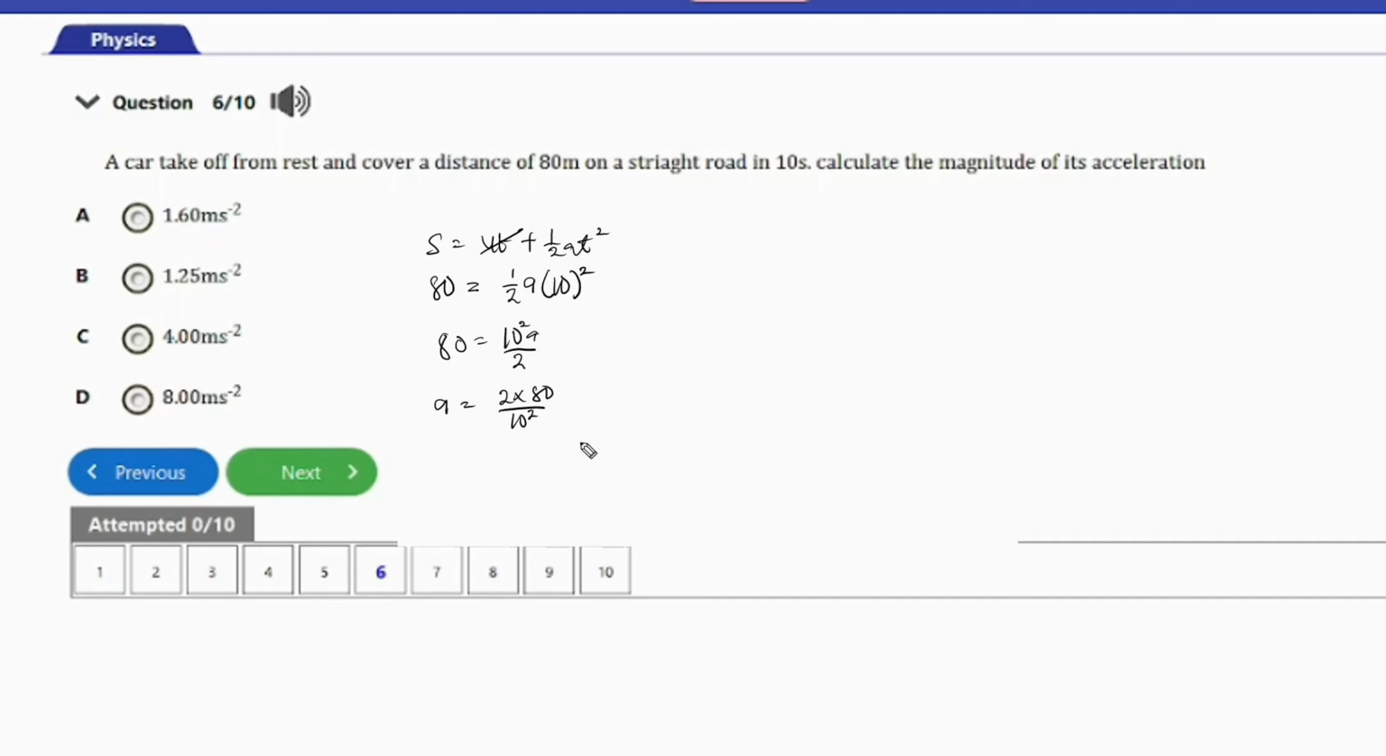So in that case, 2 times 80 is actually 160, and then when we divide it by 10 squared, which is actually 100. So 160 over 100 will be 1.6 meters per second squared, and that's option A here, guys. Let's go ahead and consider the next question.